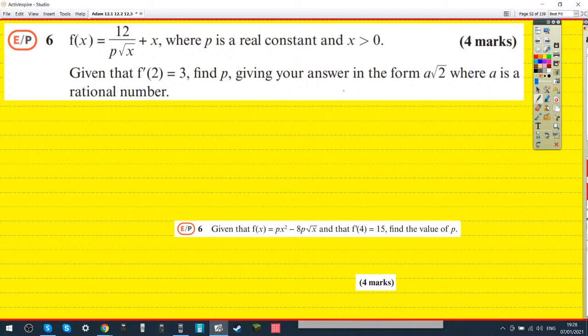Okay, now let's try this top one, question 6. Okay. What does the apostrophe next to f mean? The apostrophe next to f? Oh, this. Given that f apostrophe. Yeah, the derivative. So that's f of x. That's f dash of x. Okay.